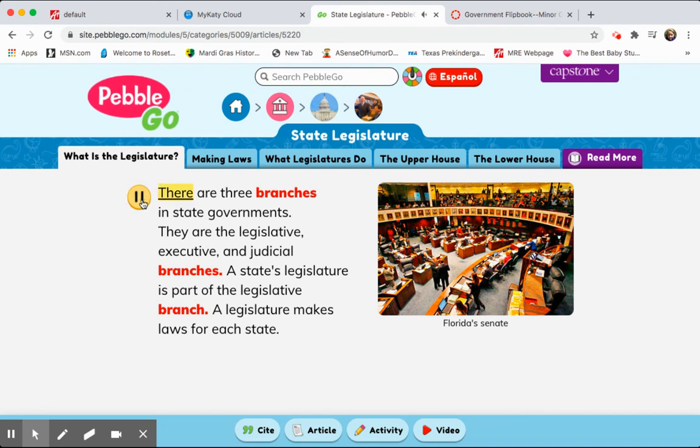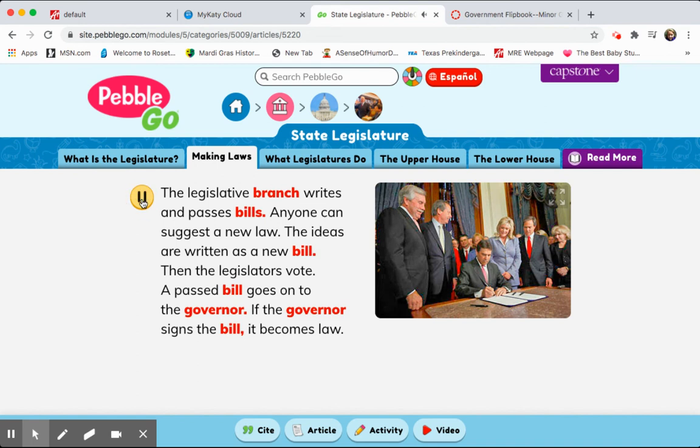There are three branches in state governments. They are the legislative, executive, and judicial branches. A state's legislature is part of the legislative branch. A legislature makes laws for each state. Making laws. The legislative branch writes and passes bills. Anyone can suggest a new law. The ideas are written as a new bill. Then the legislators vote. A passed bill goes on to the governor. If the governor signs the bill, it becomes law.